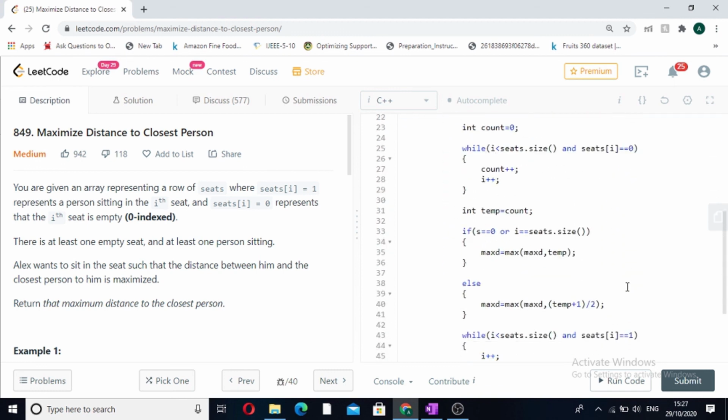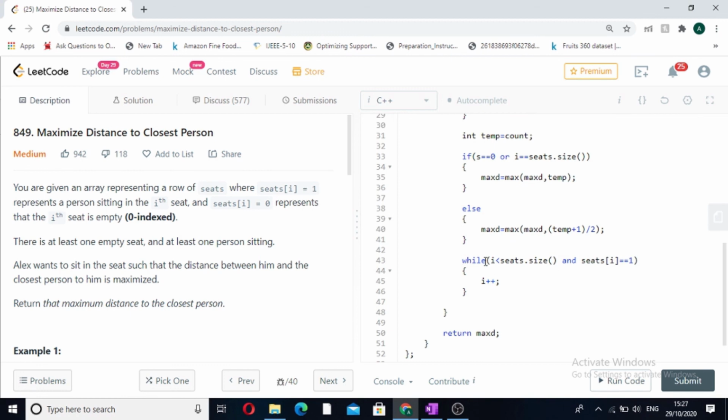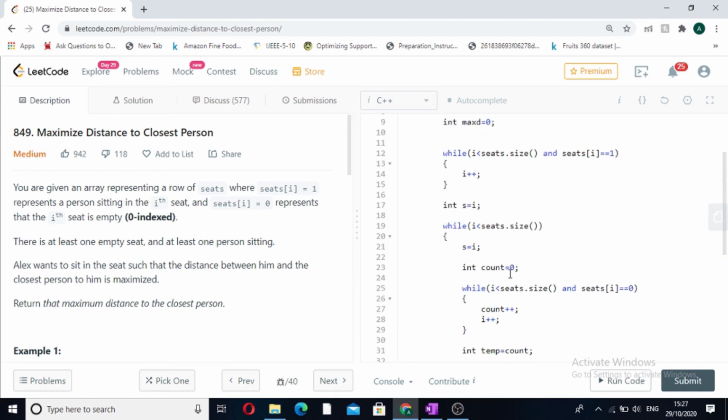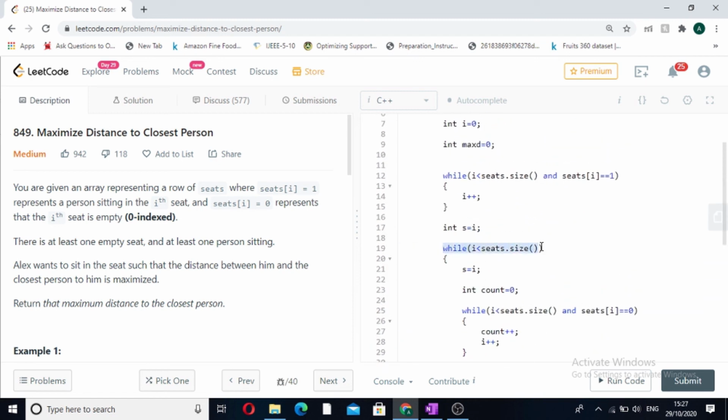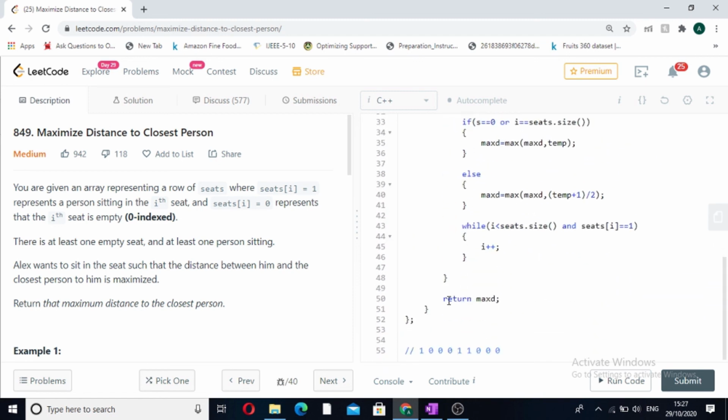So this loop is over. Now this while loop will not run because i is equivalent to seeds.size, and this outer loop will also not run because i is equivalent to seeds.size. So after this while loop we will simply return maxD. It will contain 3 in the answer.